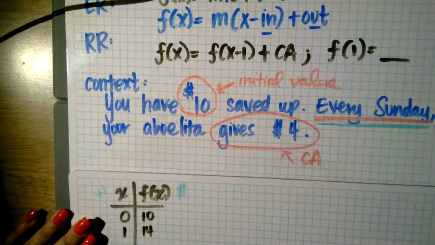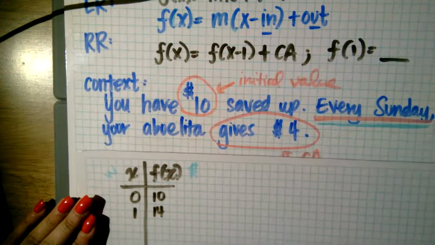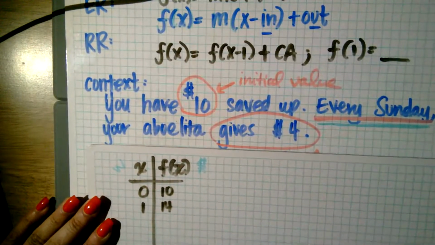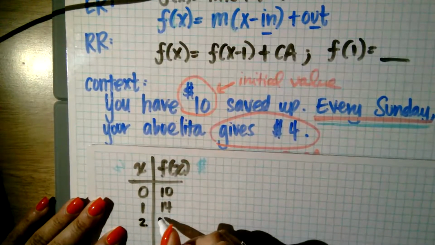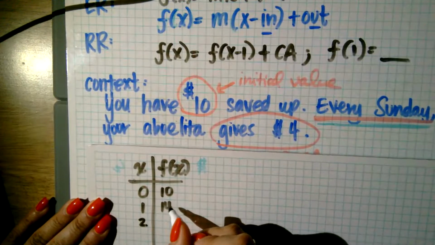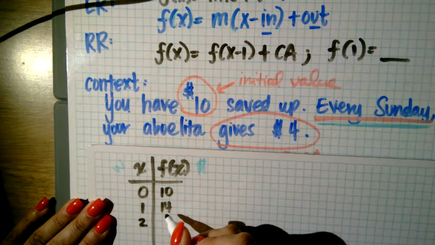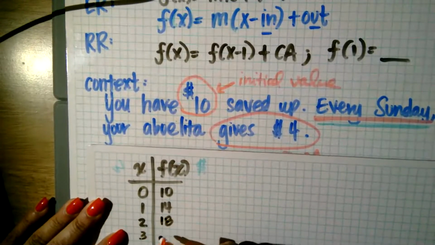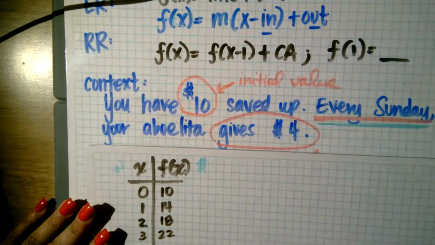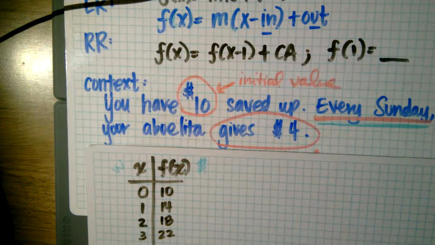Let's say that in this scenario, I never spent any money. So after 2 weeks, how much money am I going to have? Well, if I already had 14 bucks and then next Sunday comes along and she gives me another $4, that's $18. At 3 weeks, I should have 22. So let's see if we notice something.